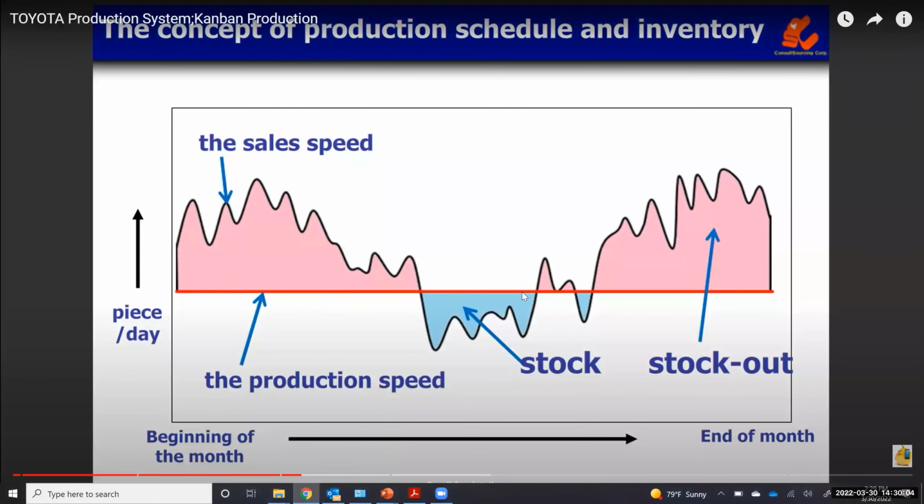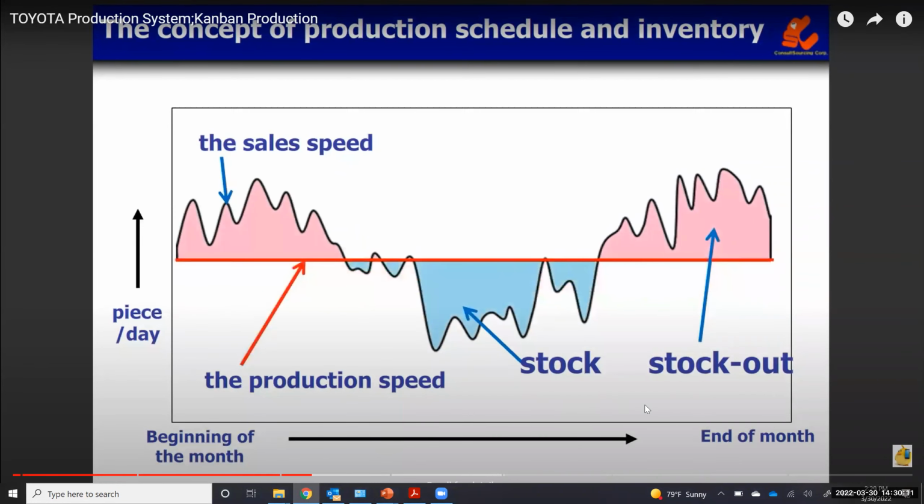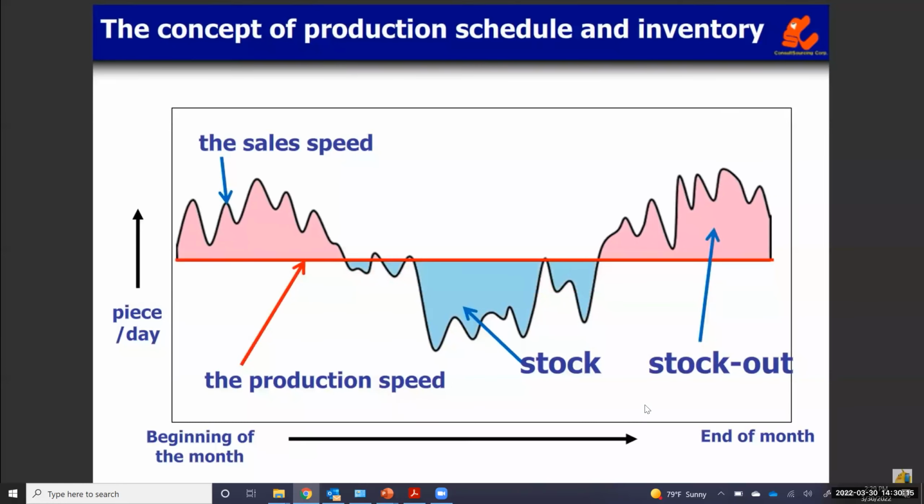So let's see, the sales speed depends on customers and competitors, therefore cannot be controlled by ourselves. This is why we have to change the production speed to control the inventory and stockout. However, the sales speed widely fluctuates compared to the production speed, which may create some moments in which the sales speed exceeds the production speed.